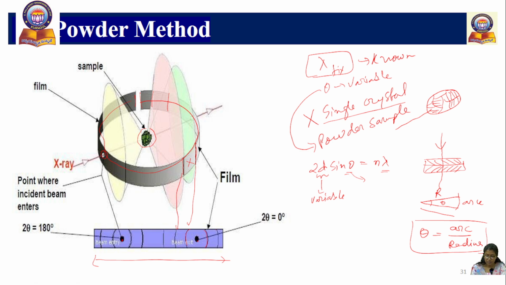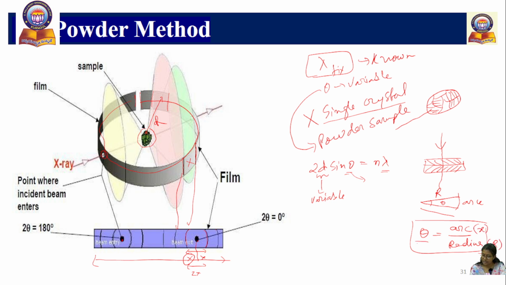So now what do we do? We find arc length from here. Suppose from this center to this is x, this is another x. So this whole thing is twice of x. Now we can find the radius also easily, from the center, wherever your sample is placed, to this, whatever is the radius. So arc length is x, our arc is x, radius is r.